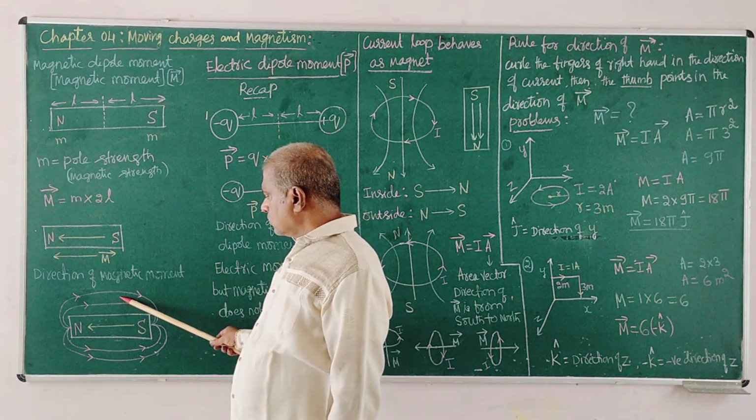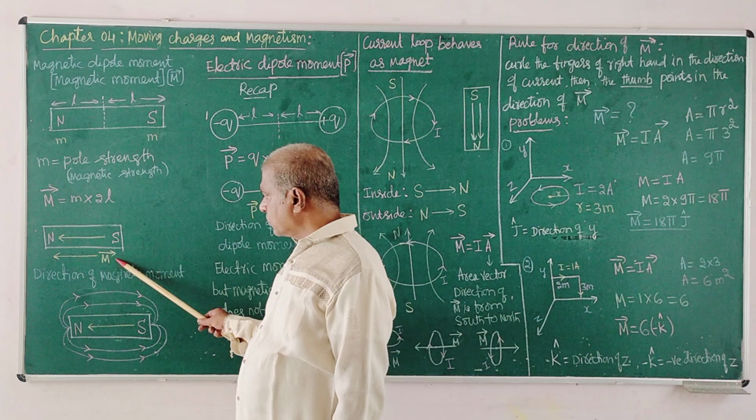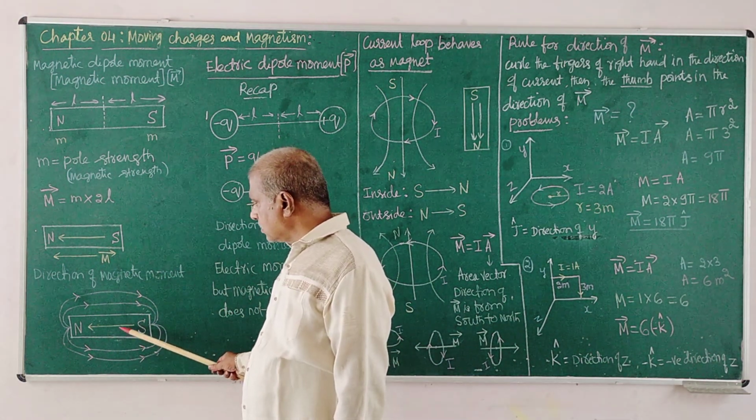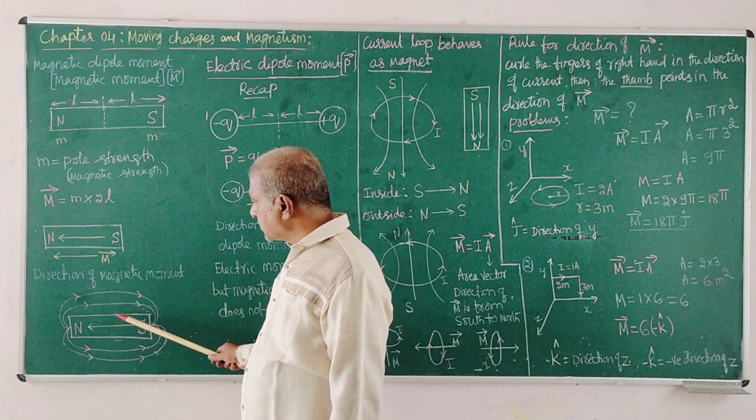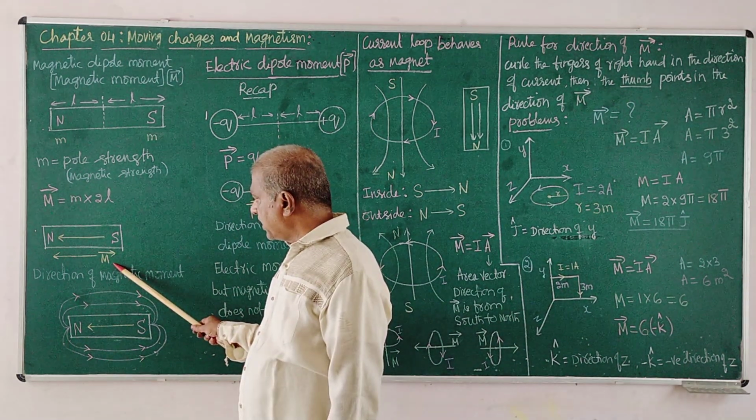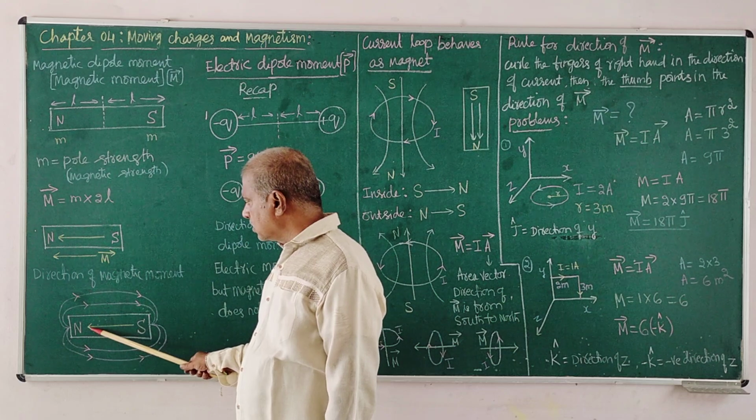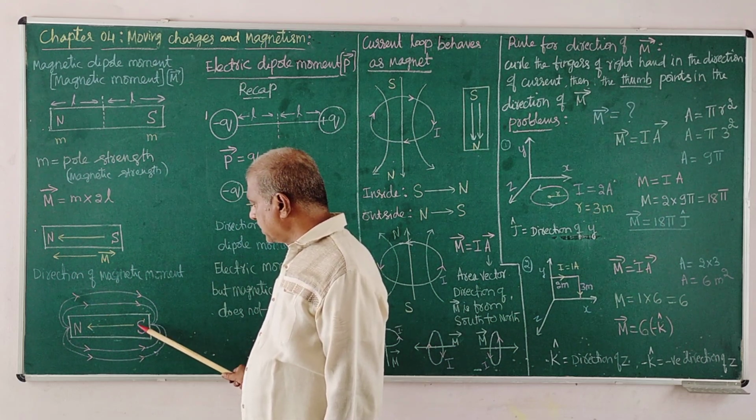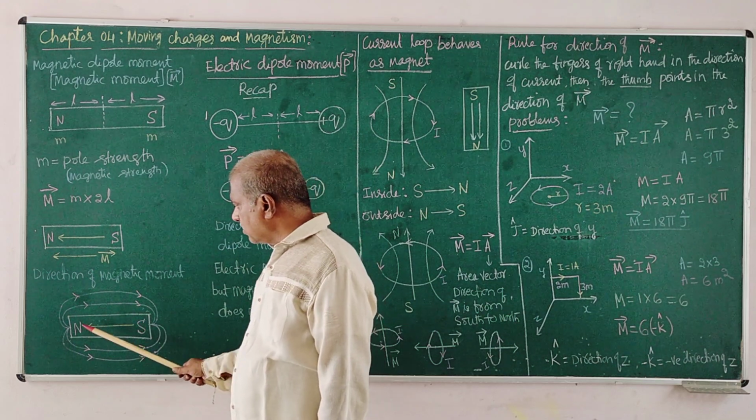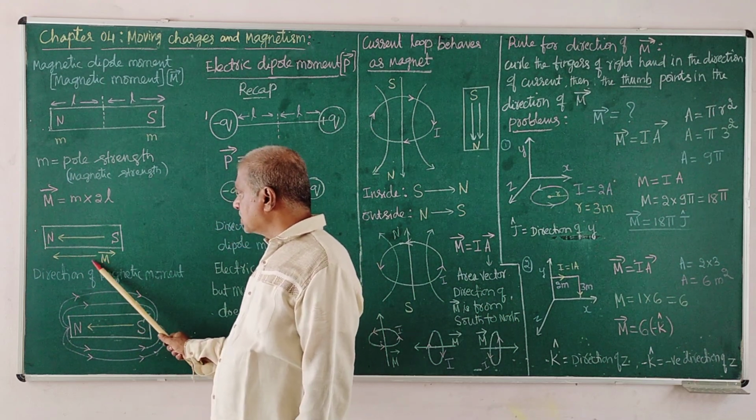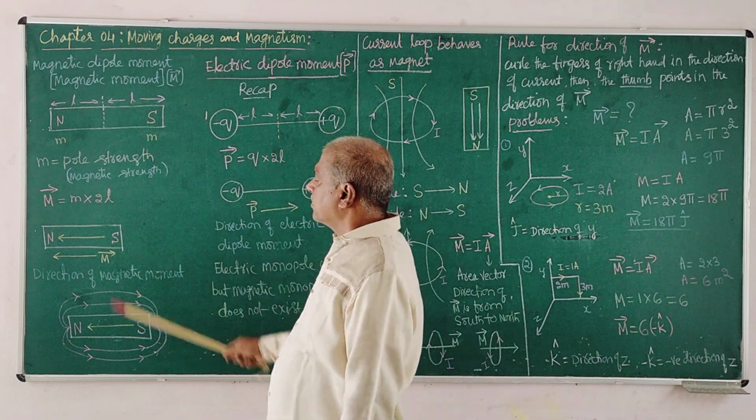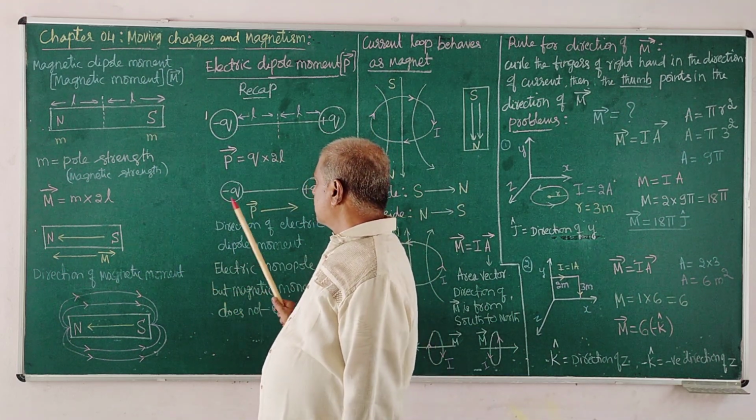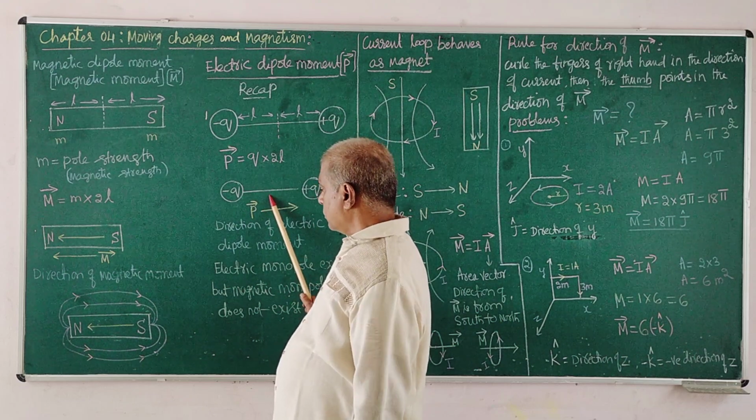Outside, the direction of M is not given by these lines. This line will indicate the direction of M: from south to north. The direction of M is along the magnetic lines which emerge from S and merge at N inside the material. That is the direction of the magnetic dipole moment. That is about the permanent magnet. Now the electric dipole.